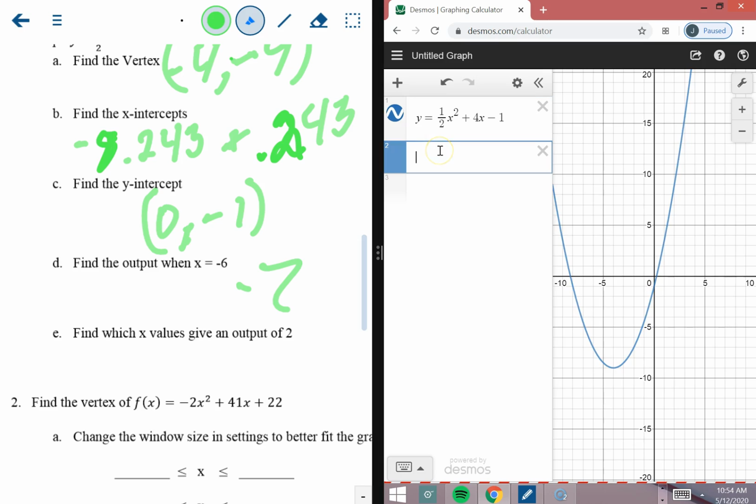So we're going to do the same thing. An output of +2 is when y equals 2. We're trying to find the x values when y equals 2. So you just type in y equals 2. Okay. It graphs that horizontal line, and wherever those two lines cross are going to be your answers. So which x values give an output of 2? Well, it's -8.69 and +0.69.